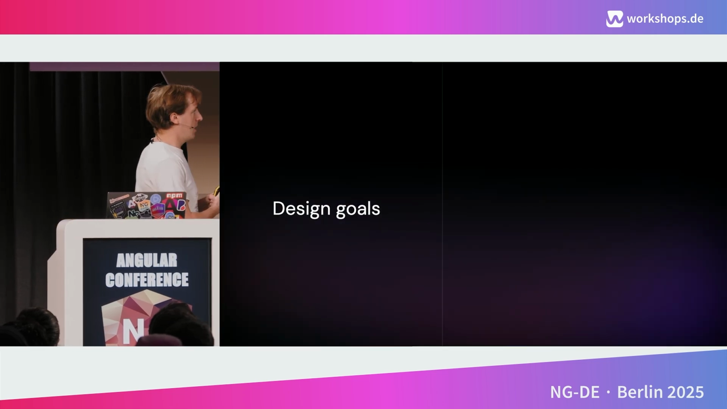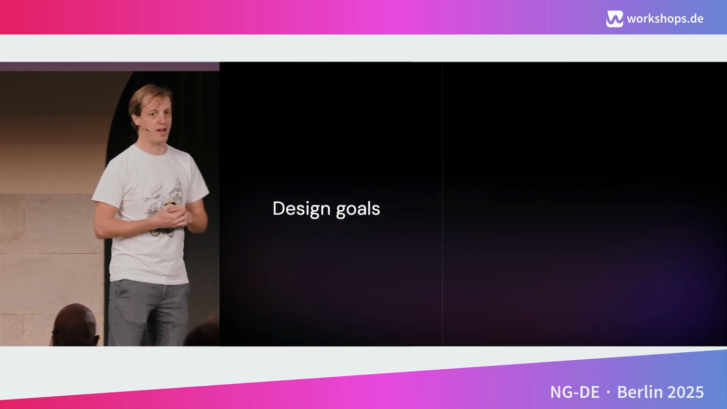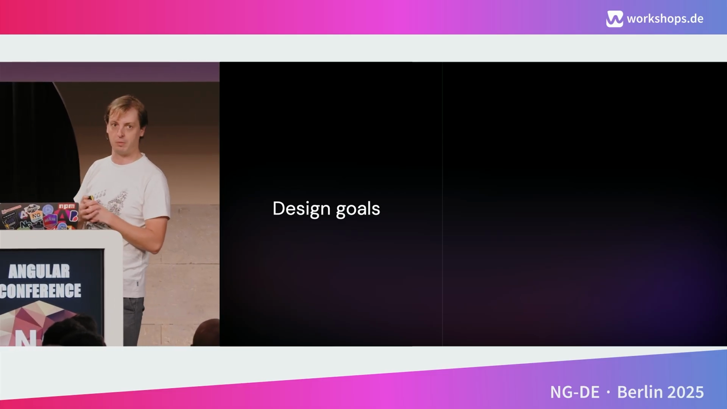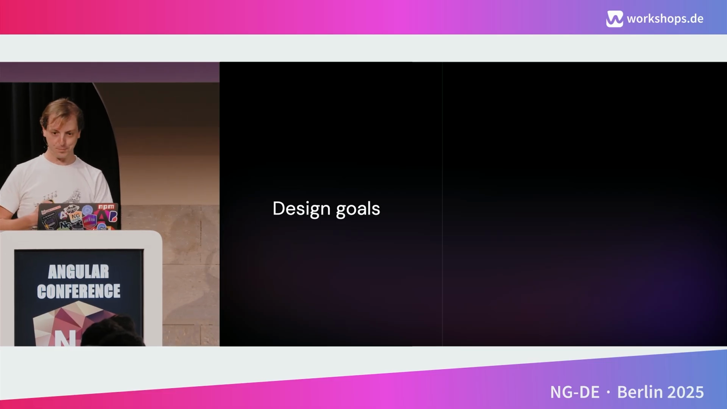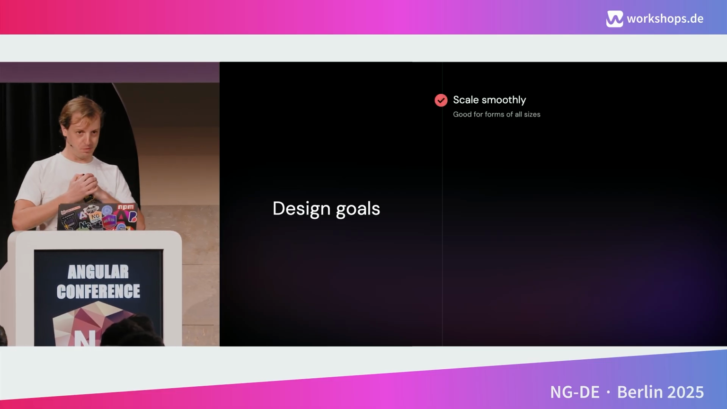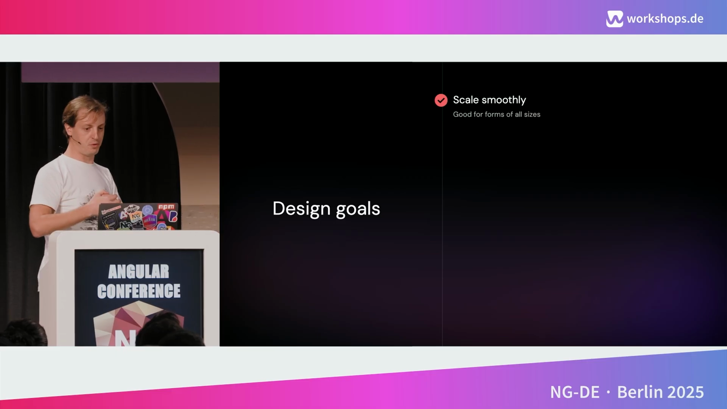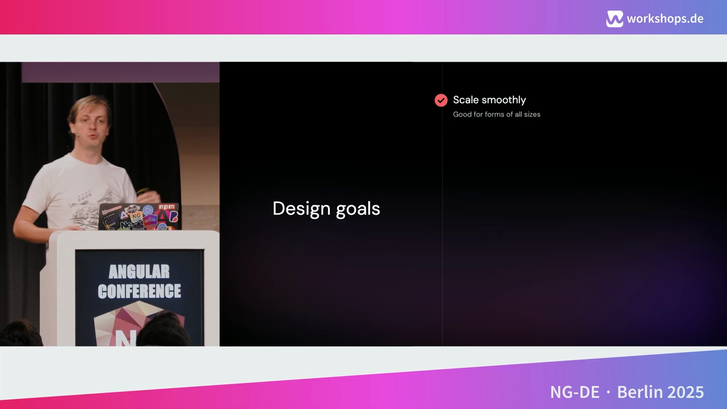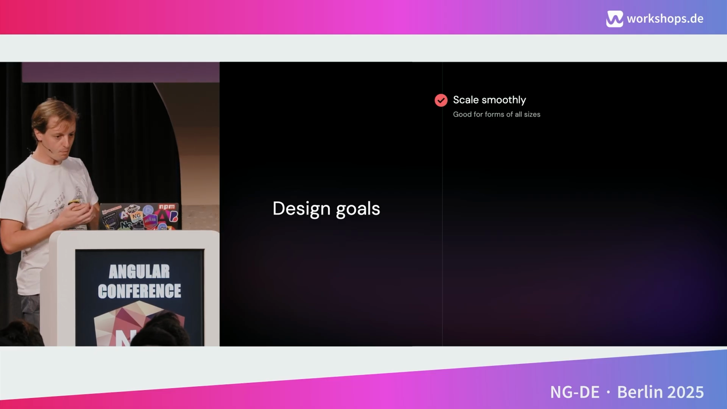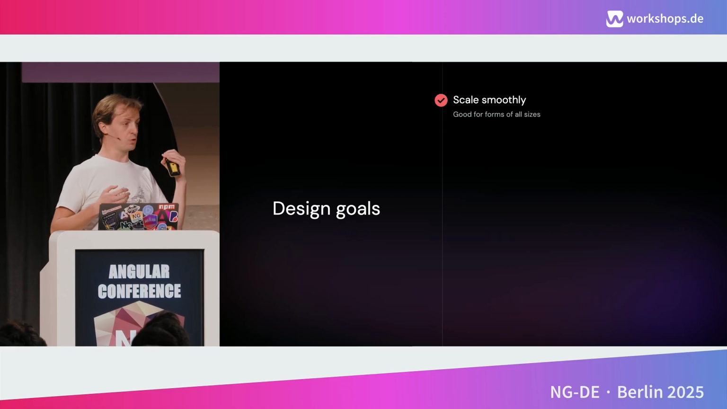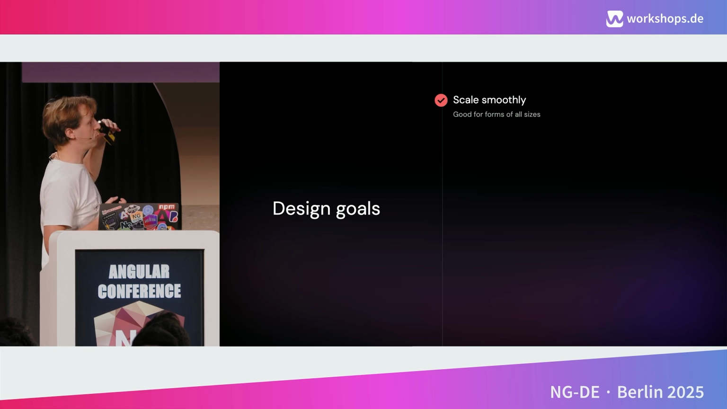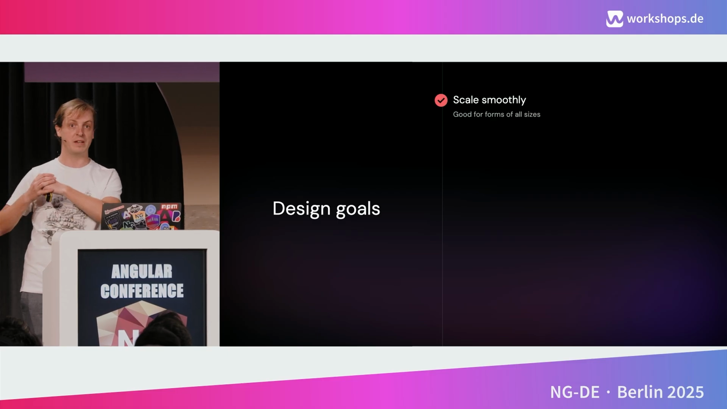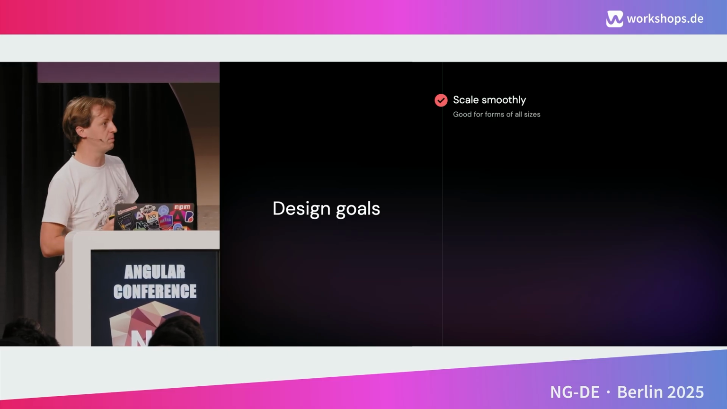So, one of the biggest exercises we had with signal forms was to set the design goals we wanted for that API. And oh boy, you will see. First, we want to have something that scales smoothly. That you can go from a basic form with a few fields to a multi-page stepper. So you can manage the complexity of your forms while also having something that is very low boilerplate for the simplest forms.